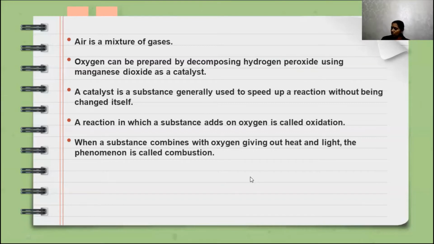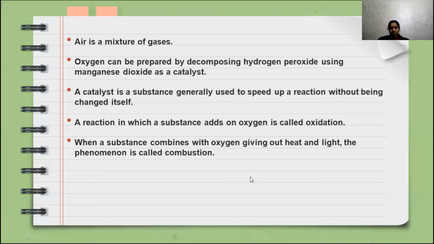So the next topic: we can say that burning is a combustion. We know that a candle burns freely in the air, and it is extinguished when the supply of air is stopped.